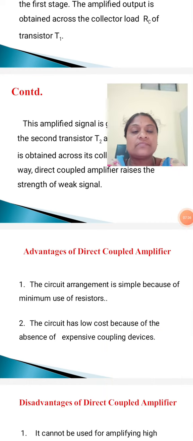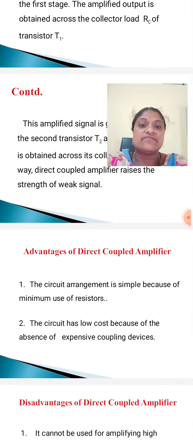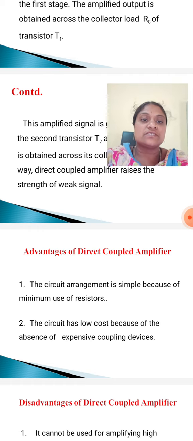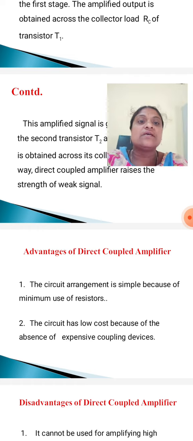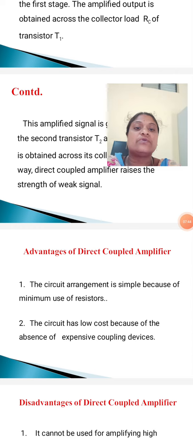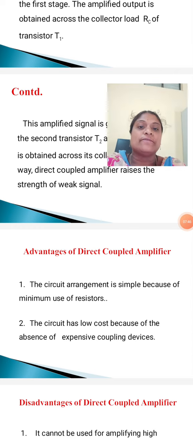The first advantage of the direct coupled amplifier is that the circuit arrangement is simple because of the minimum use of resistors. Only resistors are used here. That's why the circuit arrangement is simple.